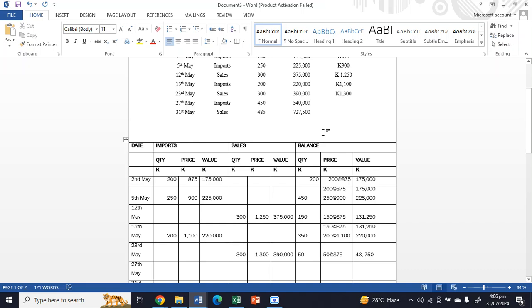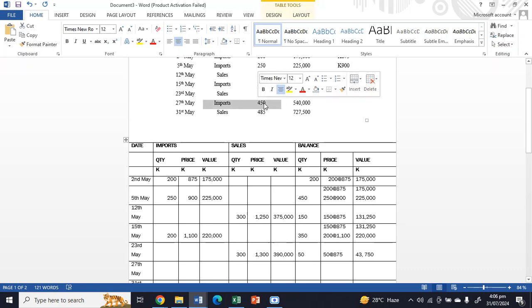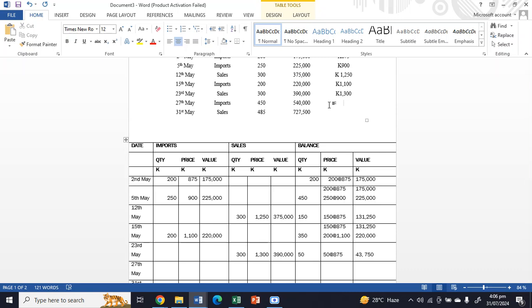We go to the next transaction. 27th May. Purchased 450 goods. We paid a total of 540,000. So just want to find out how much did each good cost. So you say 540,000 divided by 450, you get 1,200.